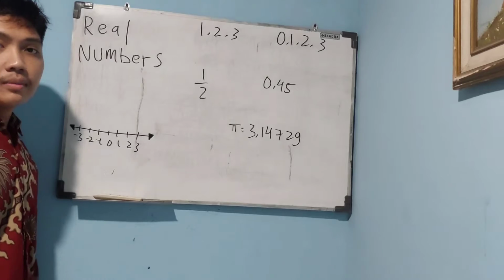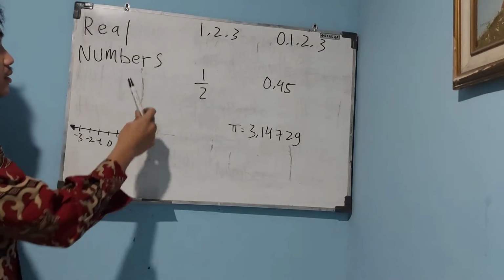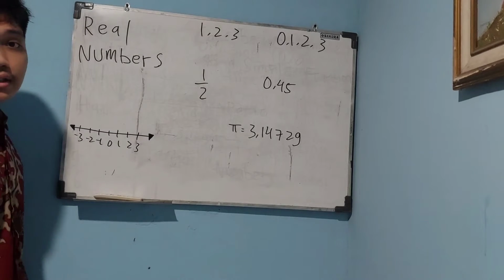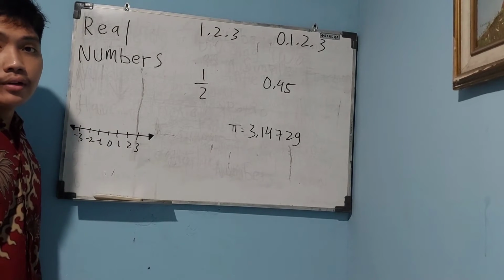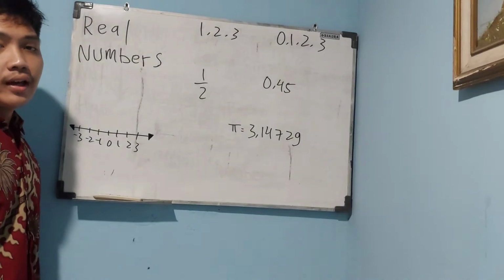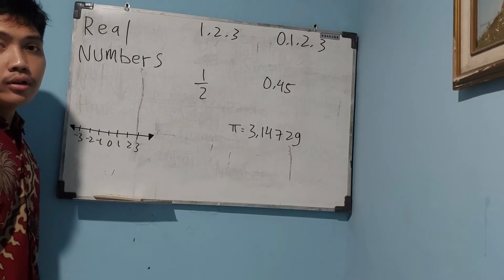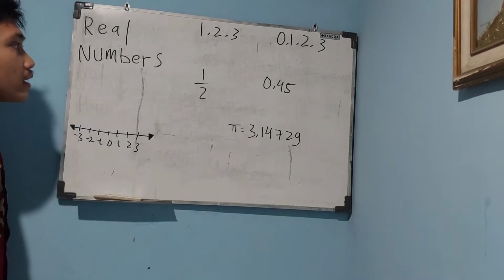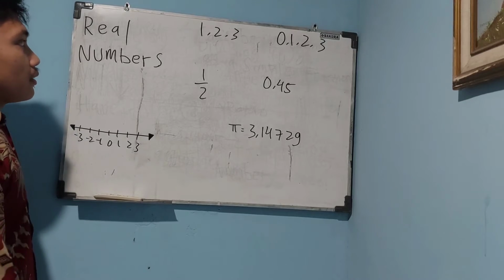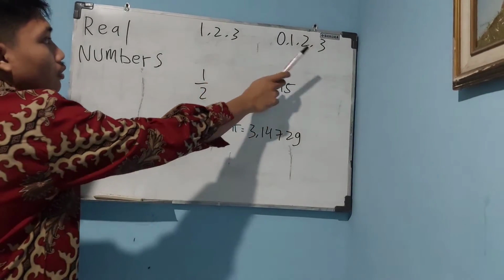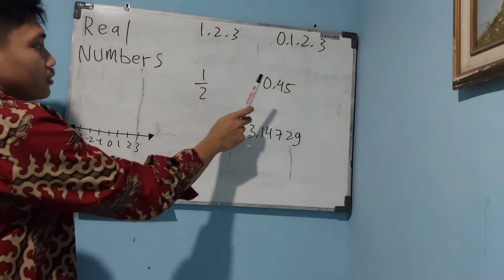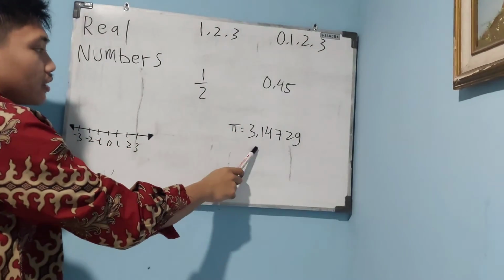Next, we are talking about real numbers. Real numbers consist of all the numbers that we learned before. So I think it becomes a review so that you understand all the numbers. For example, as I told you before, we learned about natural numbers, whole numbers, integers, fractions, rational numbers, and irrational numbers.